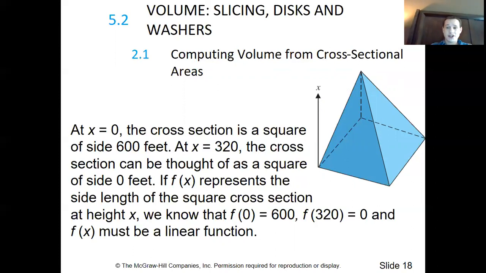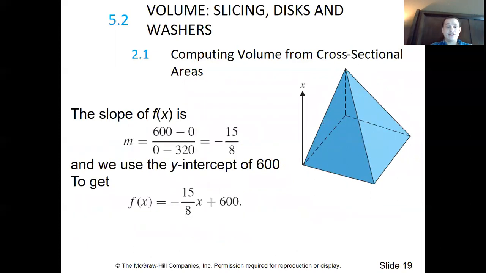And it has to be a linear function because it's going up steadily. So here's what they're going to do. The first thing they're going to do is say, since f of 0 is 600 and f of 320 is 0, they can figure out the equation for f of x since it's a linear function. Find the slope of it. The slope is 600 minus 0, rise over run, over 0 minus 320, and that's -15/8. You could use point-slope form to figure out that the equation for the side length at any x value is -15/8 x plus 600.